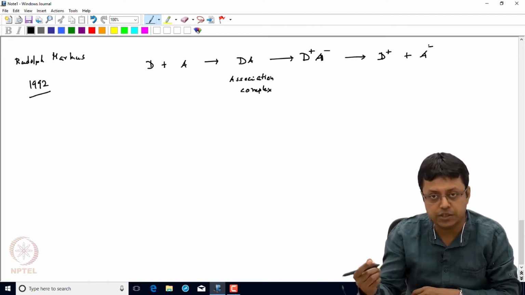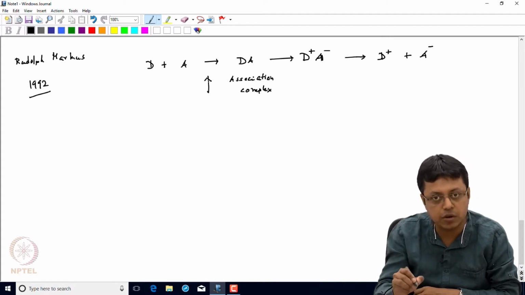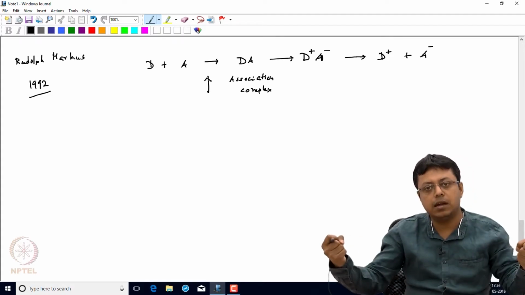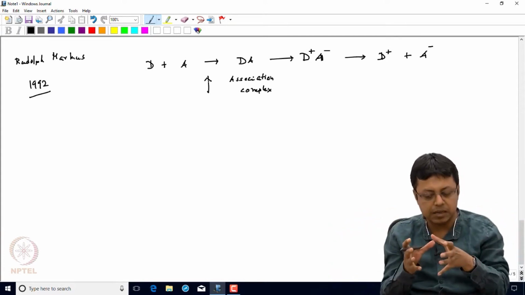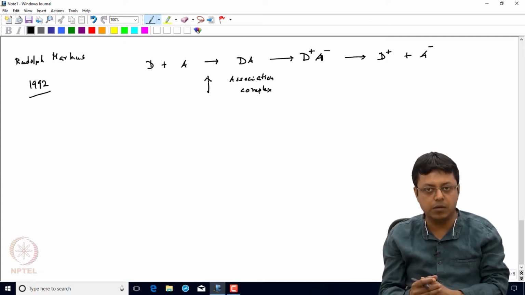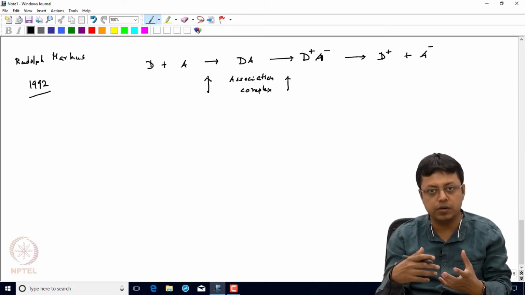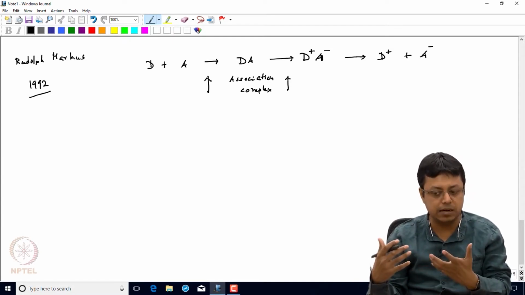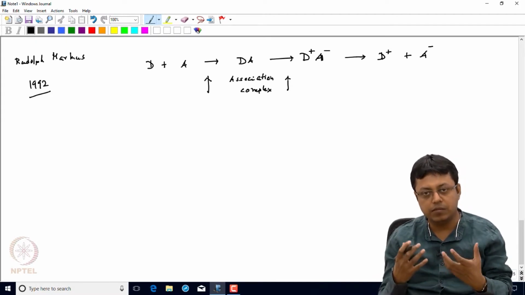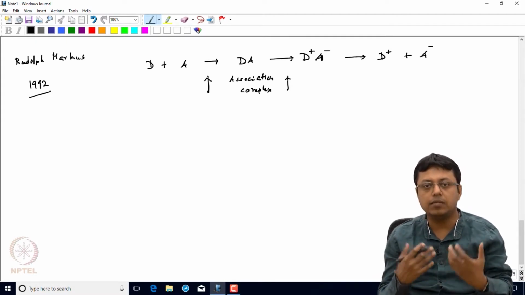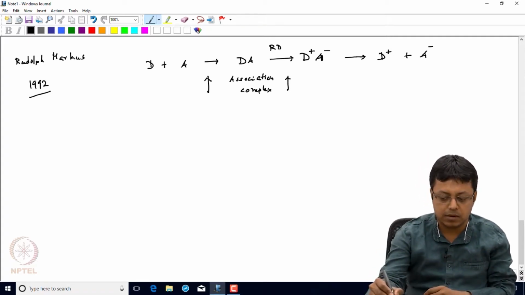So if the rate determining step is the formation of the association complex, then the entire thing is basically controlled by how the reactants are coming closer together. So again, this will be something like diffusion mediated. The rate will be diffusion mediated. However, if the rate determining step is where the electron transfer from donor to acceptor happens, then the question is how, depending on the free energies of the donor and the acceptor, the rate of the reaction will change, and that we are going to discuss. So we are assuming that this step is the rate determining step.